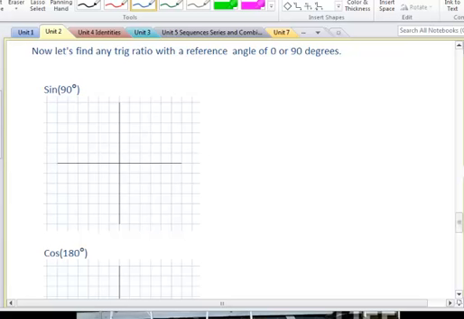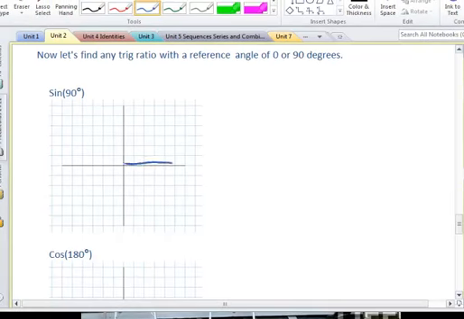Now let's find a trig ratio with a reference angle of 0 or 90 degrees. So this is where your angle lands on a quadrant line. For example, in the first one, the angle is 90 degrees. So the coordinate of this angle would have values such that its x coordinate would be 0 and its y coordinate would be, let's say, 1, or any value you choose.